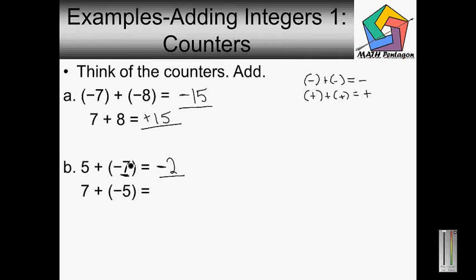Okay, here we have 7 plus -5. Which number appears to be larger? 7 does. So our answer is going to be positive. We find the difference between 7 and 5. So the answer would be 2. So we have a +2 answer as our final answer right here.